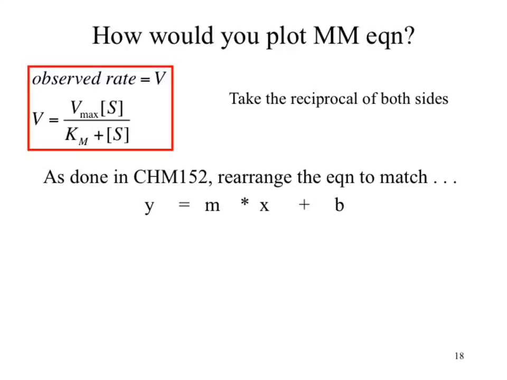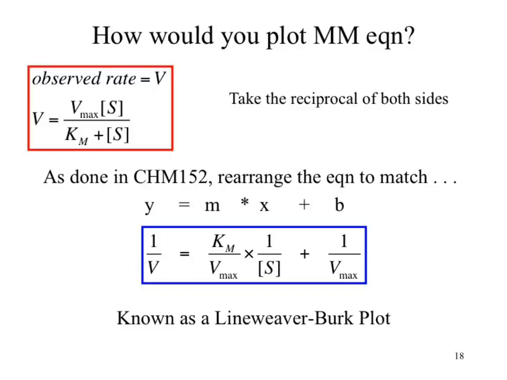How can we rearrange this to get us into that format? Well, we got a hint here. We take the reciprocal of both sides. If you do the reciprocal of both sides, you can then rearrange your equation into this format. What is y? Y is equal to 1 over the rate for your reaction. What is the slope of our equation?